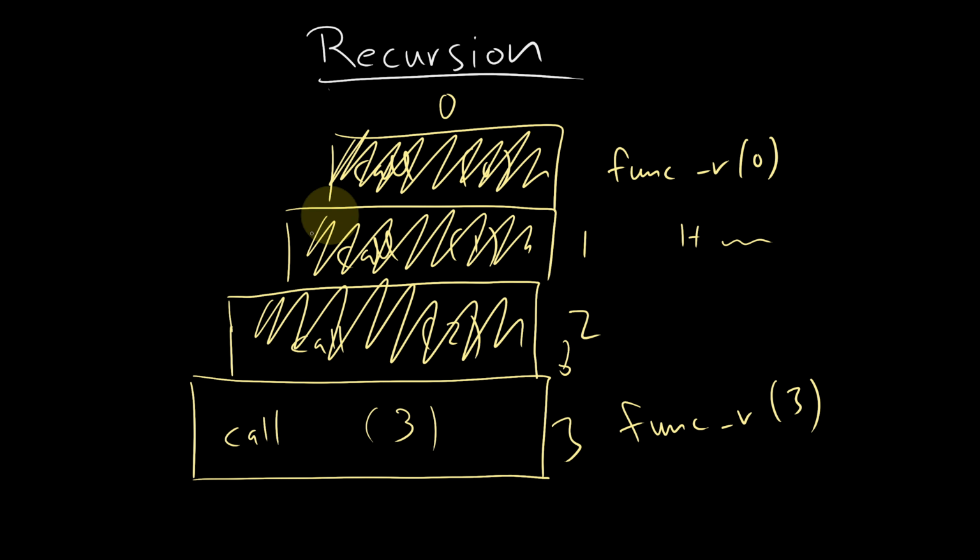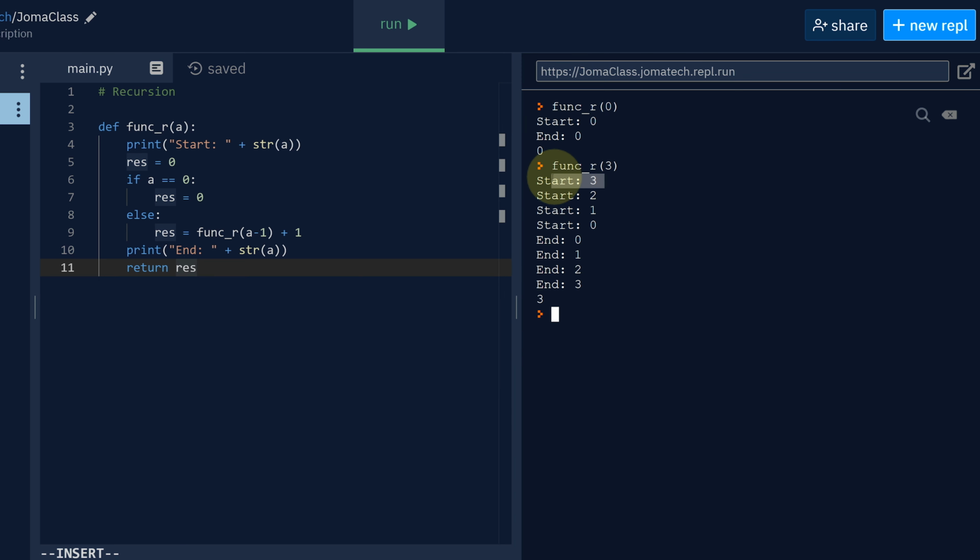Yeah, so basically this is what we call a call stack. We can get into it in more detail in the future, but for now, all you have to know is that the first function you call will be the last one to come out, which is why here you see that the first function call, which you gave the argument 3, is the last one to end.